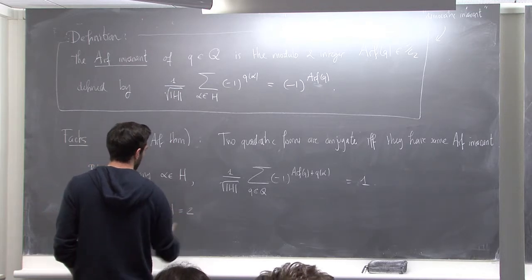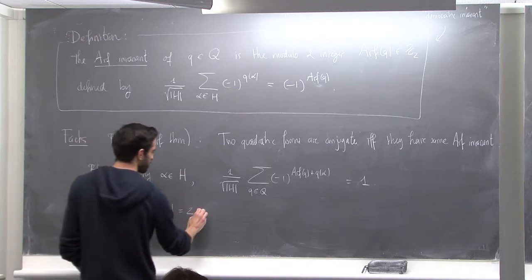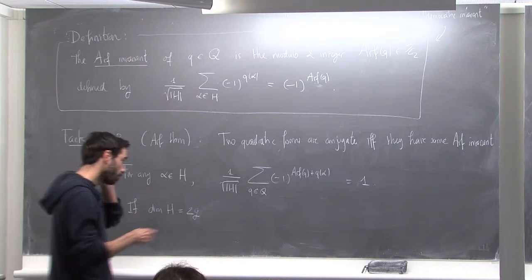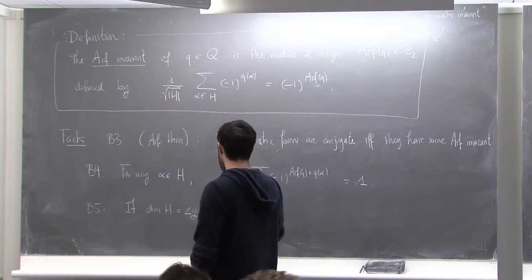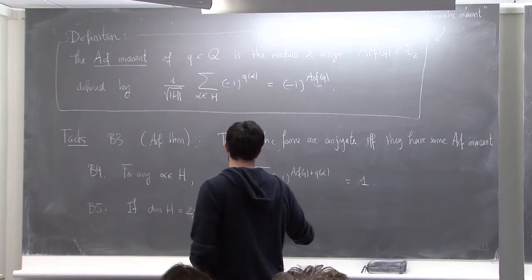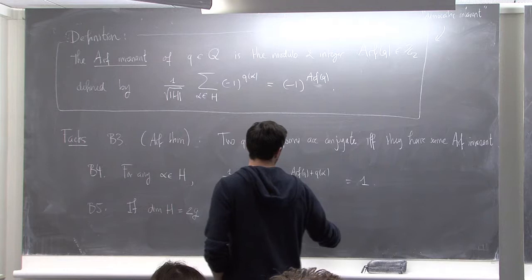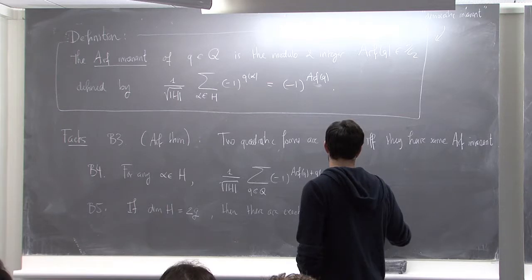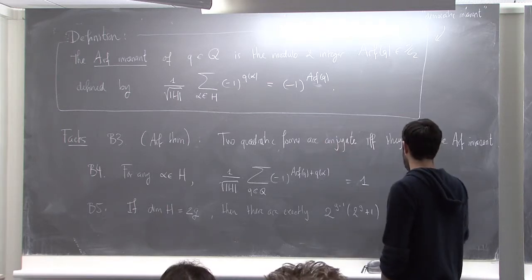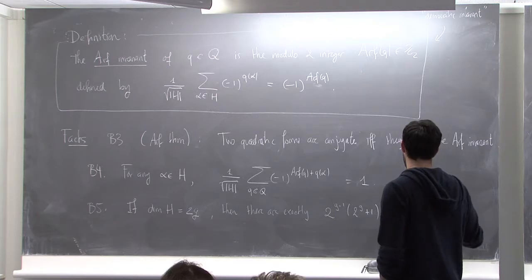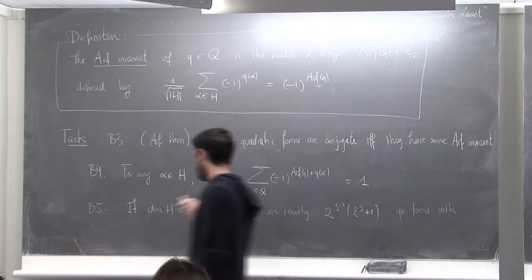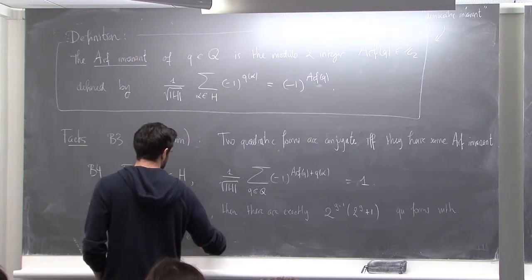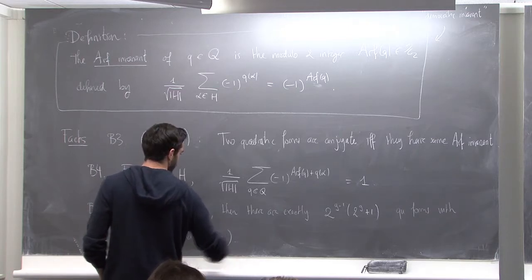And then the last algebraic fact that I'm going to need is that, remember, the dimension of H is even, so let's say that it's 2G for some natural number G. Then there are exactly 2 to the power G minus 1, times 2 to the power G plus 1, quadratic forms with Arf invariant 0. They're called even quadratic forms.